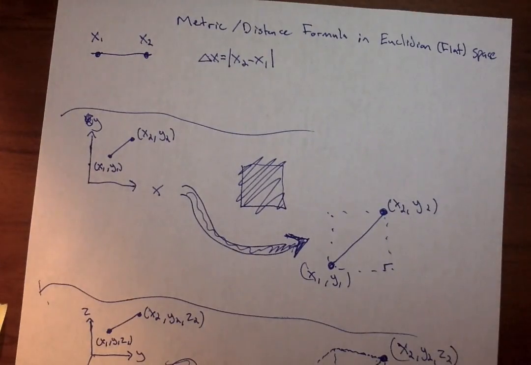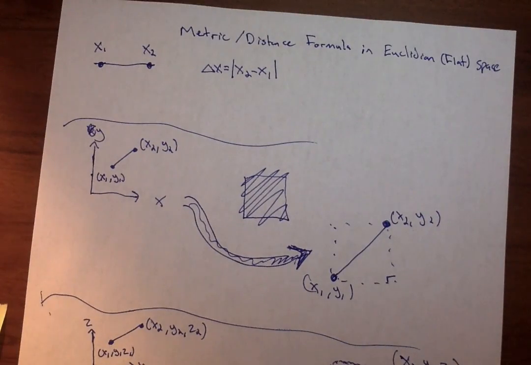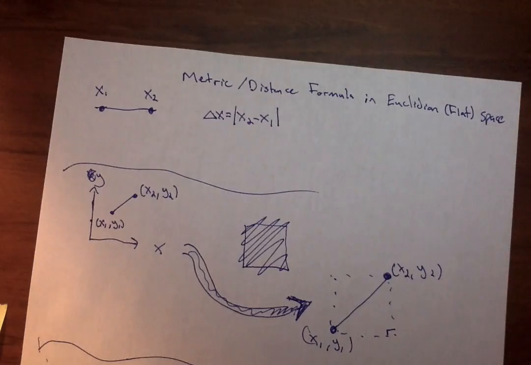Hi everybody, we are going to learn about the metric or distance formula in Euclidean or flat space. Okay, so for the first thing, vocab: meter means to measure something. So an ammeter measures amps, a voltmeter measures volts. A meter stick measures distance, and they just don't call it a distance meter.